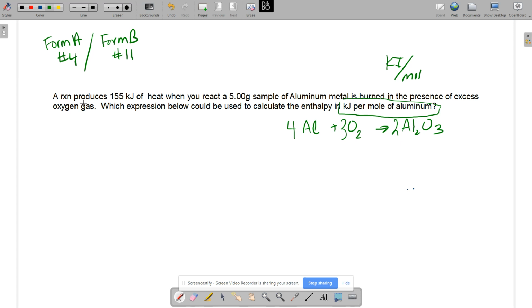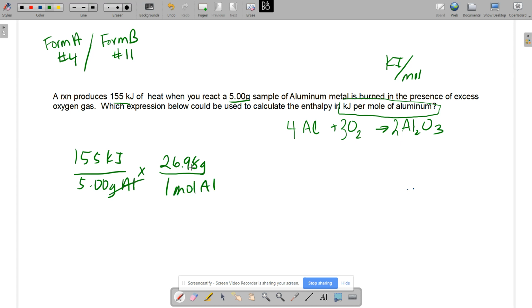So what do I know so far? A reaction produces 155 kilojoules when you react 5 grams. So what I'm seeing here is 155 kilojoules of heat is released when 5 grams of aluminum is reacted. Well, that's kilojoules per gram of aluminum. So I just need to convert that to moles. The molar mass of aluminum, 26.98 grams, is 1 mole of aluminum.